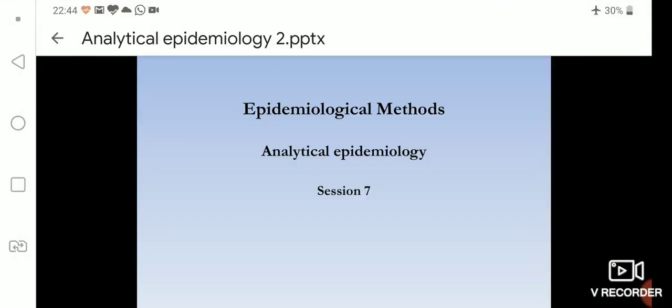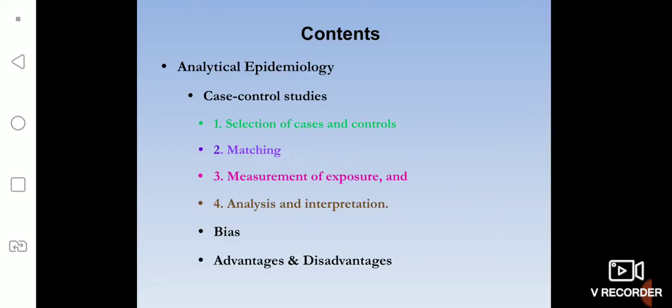Good morning, dear students. Today we will continue with session 7, Analytical Epidemiology, the balance part of case control studies. In yesterday's session we completed two steps, that is selection of cases and controls and matching. Today we will continue with measurement of exposure.